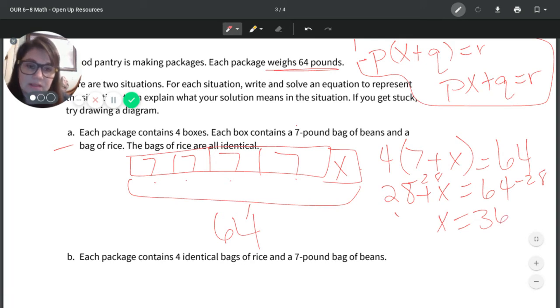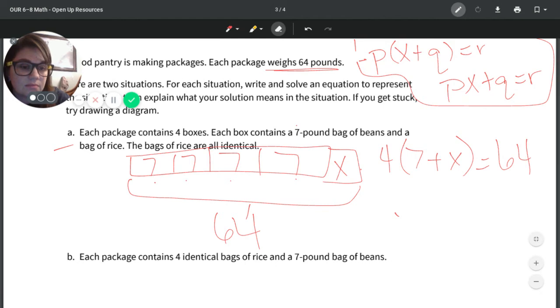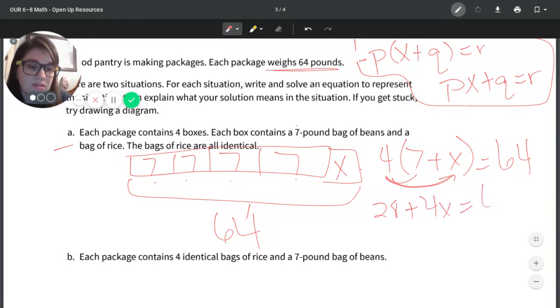Oops, I skipped a step. See what I forgot? Here's what I forgot. 28 plus 4x is equal to 64. Okay, so there's where I messed up.